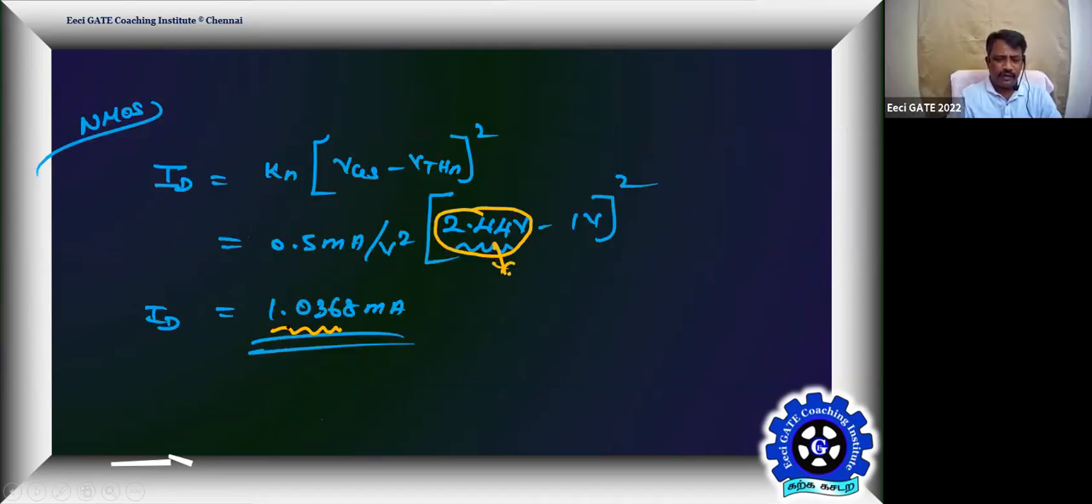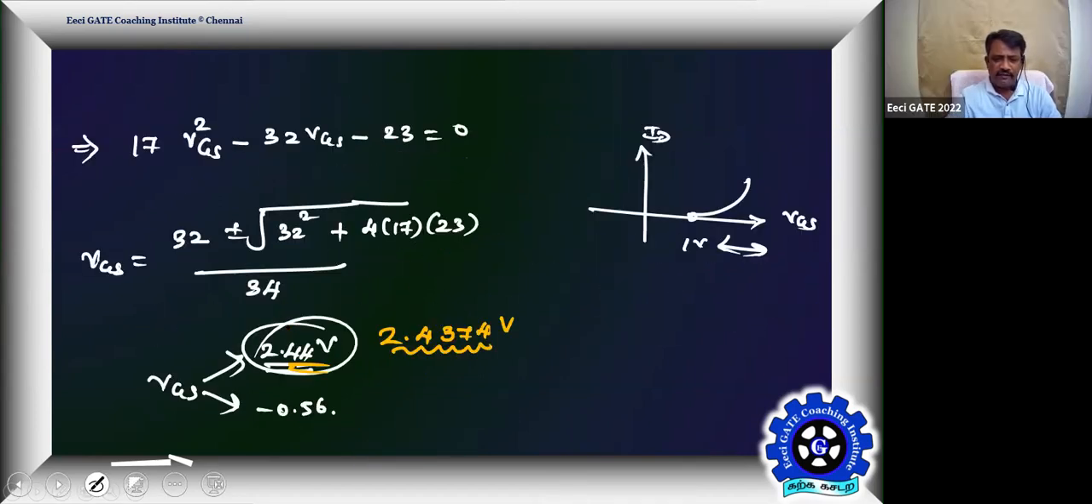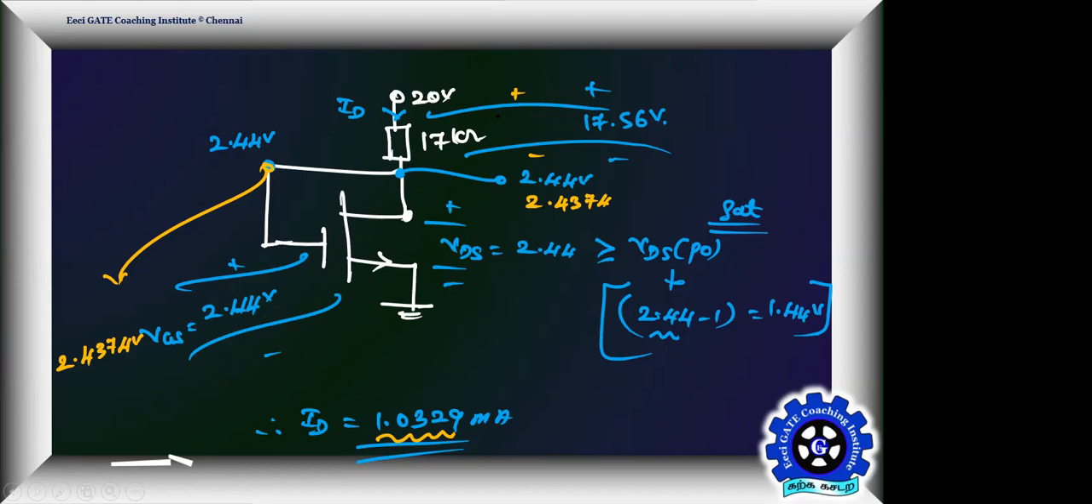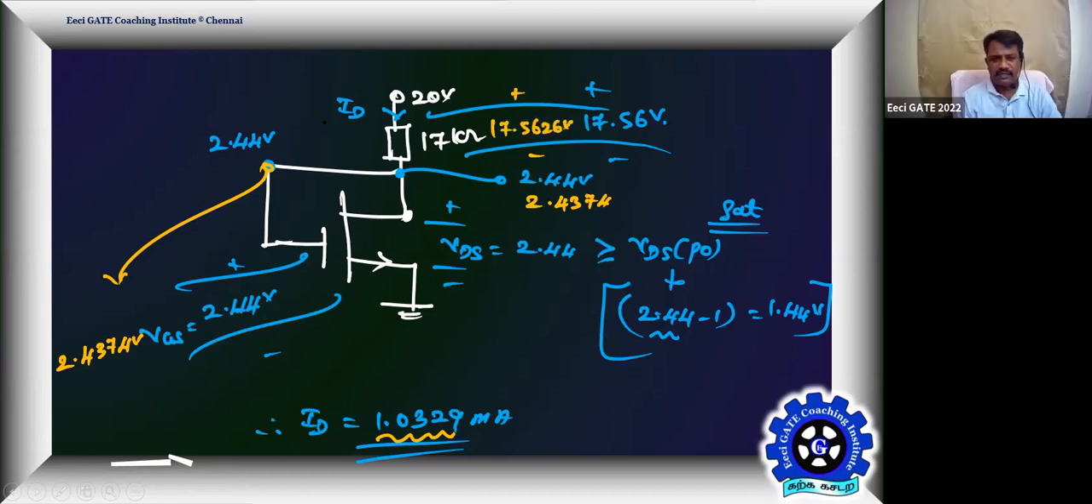So instead of 2.44, you take 2.4374. Here you are taking 2.4374, which means this point is also at the same potential. Therefore, this point will be 2.4374. Tell me what's the difference now? 20 minus 2.4374 will be the accurate data: 17.5626. Now tell me what's the current ID.